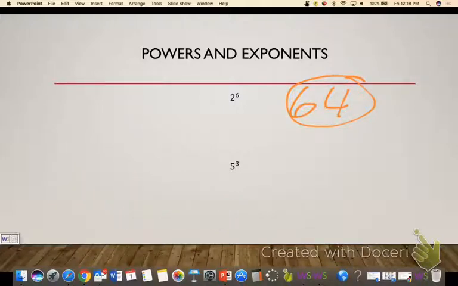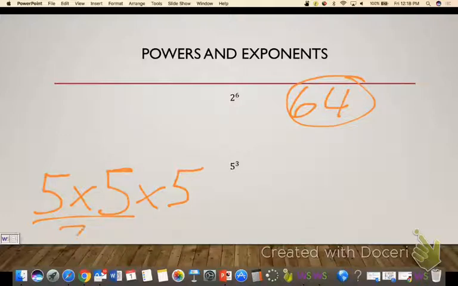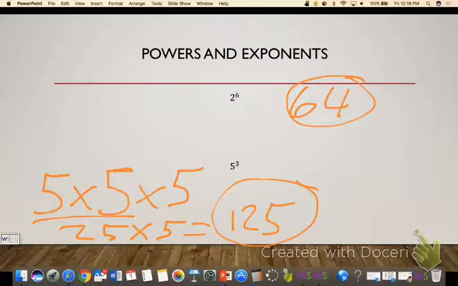Okay, so 5 to the third power, same way that you would do everything else. 5 times 5 times 5. 5 times 5 is 25. 25 times 5 is 125. So your answer for 5 to the third power is 125.